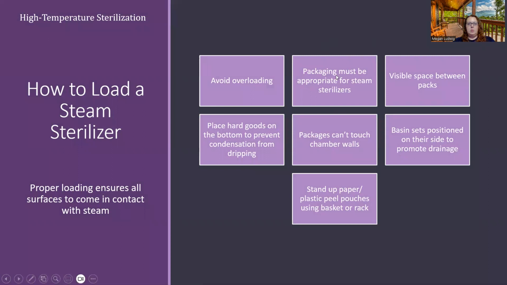So you want to package the item appropriately for the steam sterilizer, making sure you're using the right wrapper if it's a wrapped item. Leave spaces between packs. You're going to have more than one thing in the sterilizer, so leave spaces. Place hard goods on the bottom to prevent condensation from dripping, because it is steam. There will be wetness during the process. Packages cannot touch the chamber walls. So not only do you have to leave spaces, you have to keep it off the walls on the inside too.